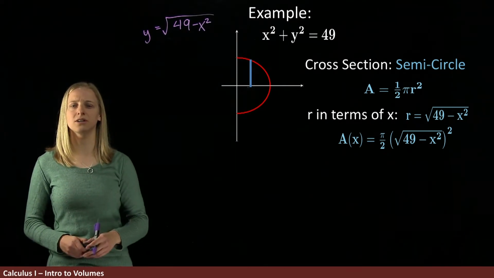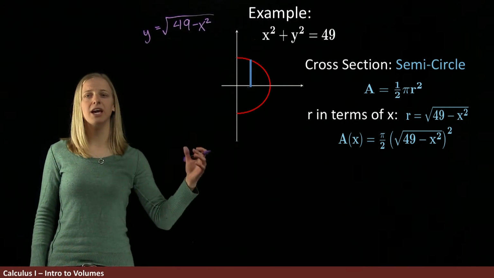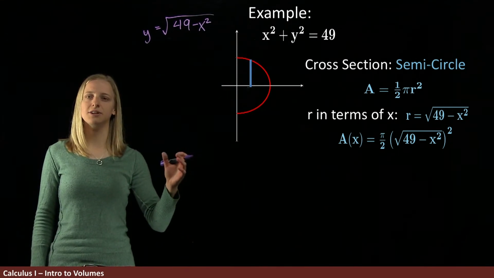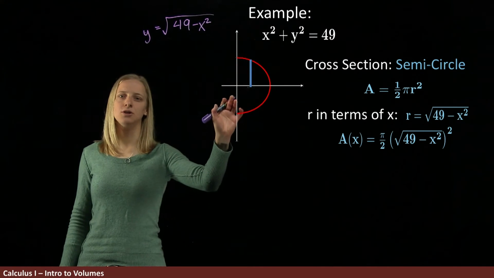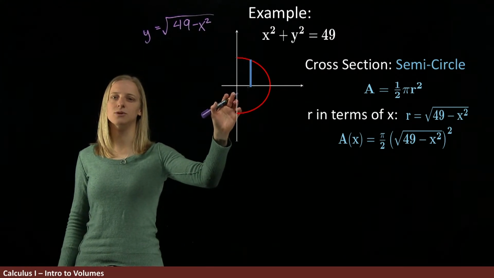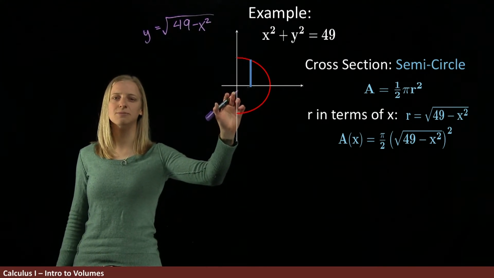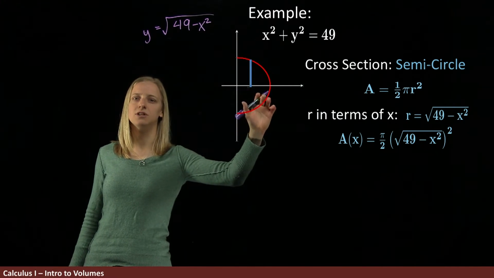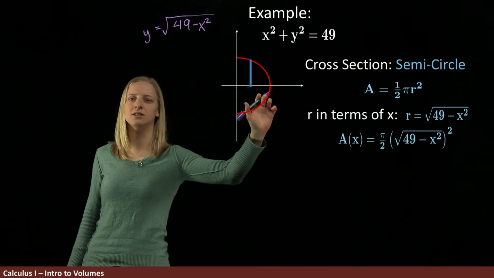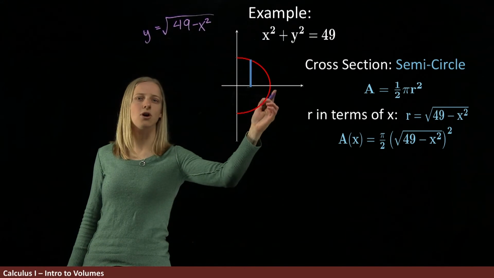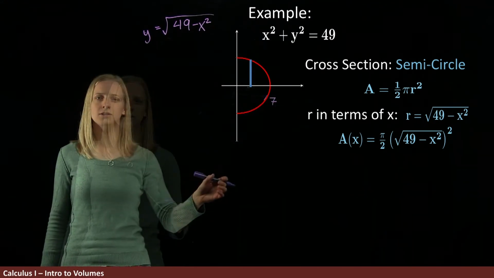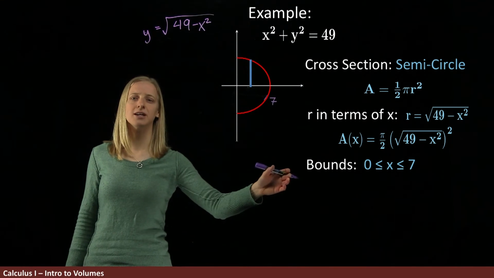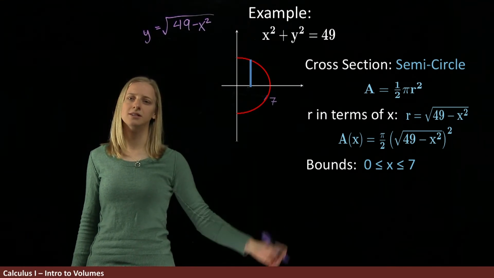So now that we have the area of the cross section, I need to figure out the bounds of the x. So I'm coming up here. Notice I'm starting at x equals 0. But because the radius of this semicircle here is 7, I'm going all the way until 7. So I have the bounds for my x to be 0 and 7.